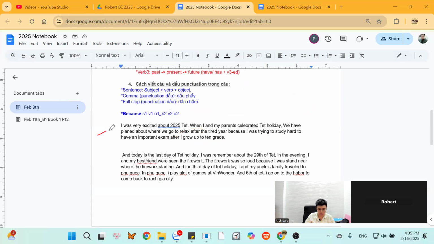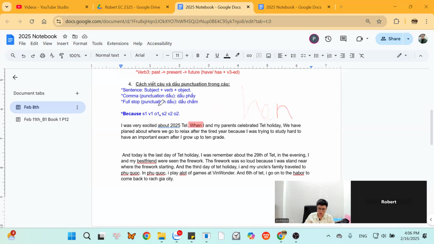So here, let's look at the first sentence. I was very excited about 2025 Tet. When I and my parents celebrated Tet holiday, we have first you use celebrate, you use when. We use when to connect how many sentences, Robert? How many sentences can we connect by when? Two. Very good. And between two sentences, which punctuation do we use? If you use when to connect two sentences, between the first sentence and the second sentence, what kind of punctuation should we use? Robert, do you remember the word punctuation? Yes. Yeah, all right.